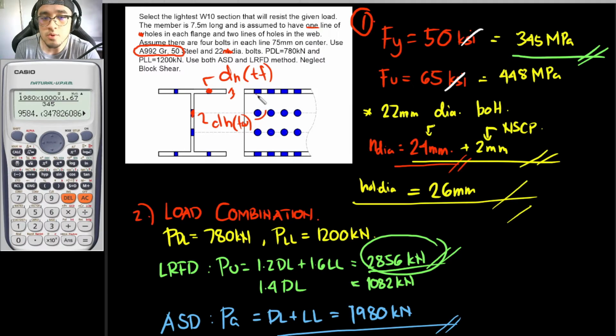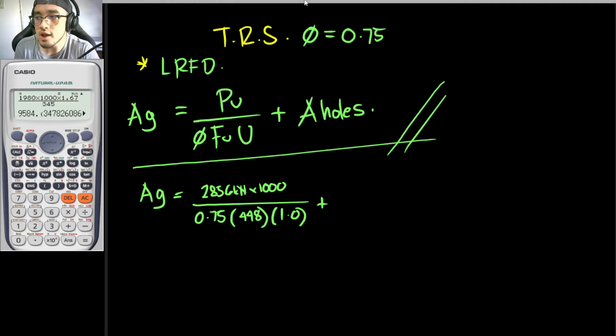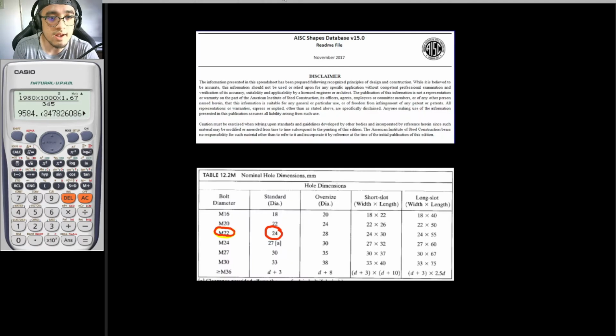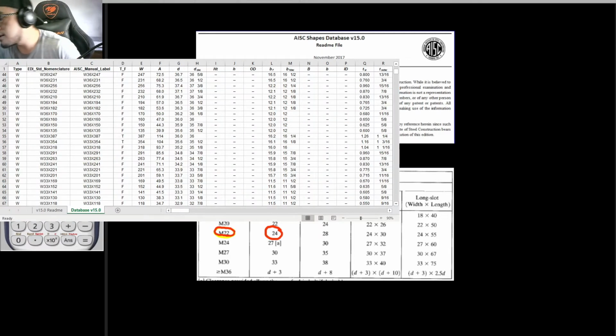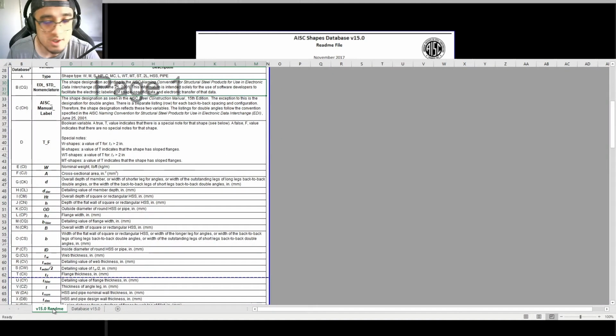So what we are to do here is that we would be getting a trial section from our GSY that we can use to check if that section is adequate. Okay, so with that, guys, we would be making use of this particular table right here, which is the AISC shapes database. So it would be this one. You can download this in the description below, or you can just message me.